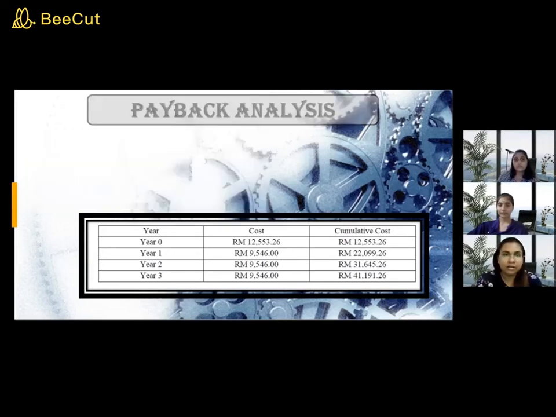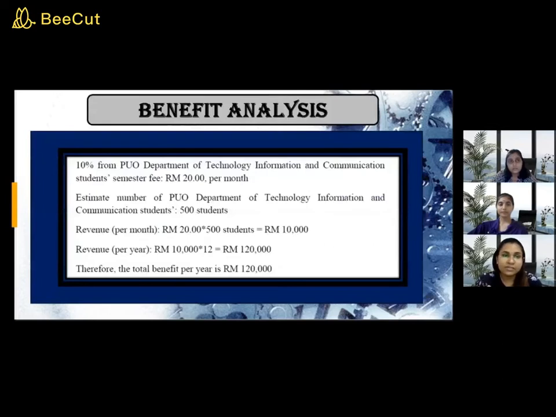Benefit analysis. 10% from the Department of Technology, Information and Communication. The student semester fee is 20 ringgit per month. The estimated number of Department of Technology, Information and Communication students is 500. Revenue per month is 20 ringgit times 500 students, which is 10,000 ringgit. The revenue per year is 10,000 ringgit times 12 months, which equals 120,000 ringgit. Therefore, the total benefit per year is 120,000 ringgit. Next, my group member Vaishni Jagarajan will carry on.